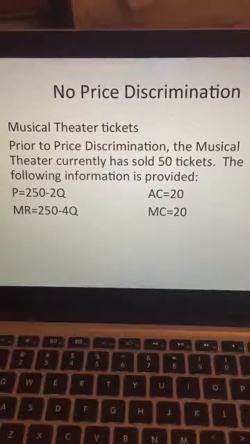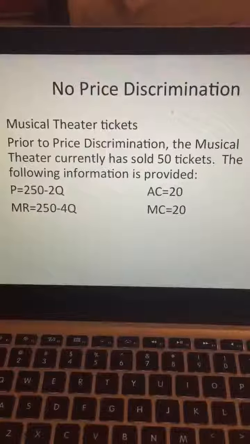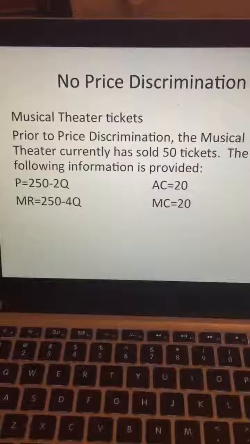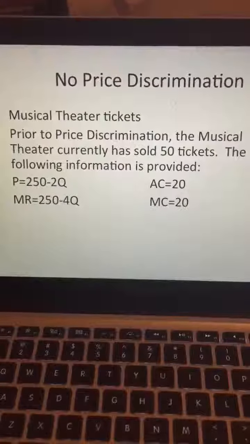This is for Module 10, looking at price discrimination. I've chosen to look at musical theater tickets. For my word problem, the theater has currently sold 50 tickets. So the following information is provided.